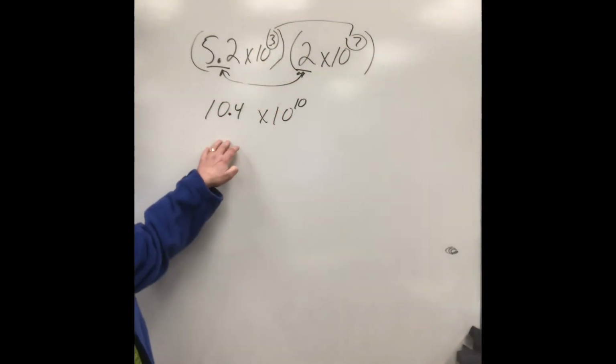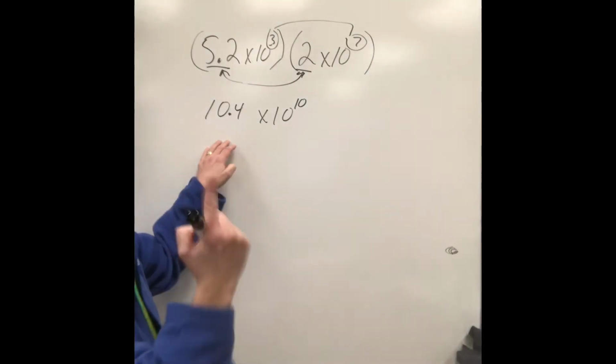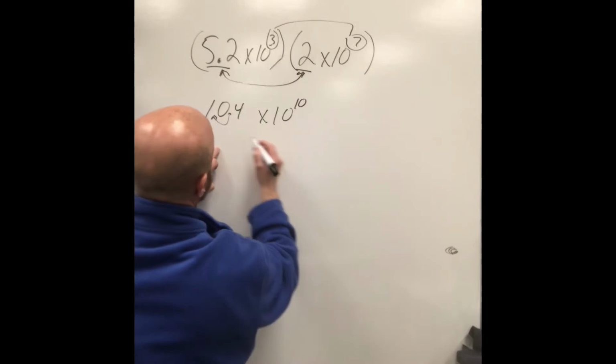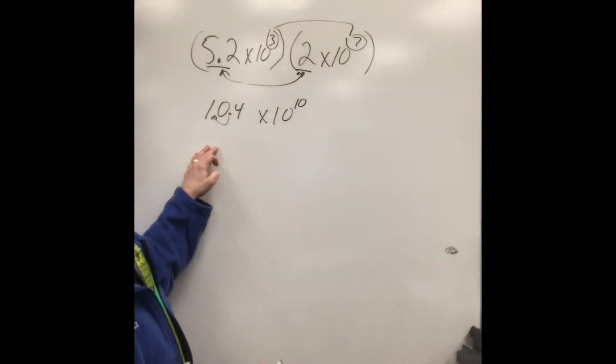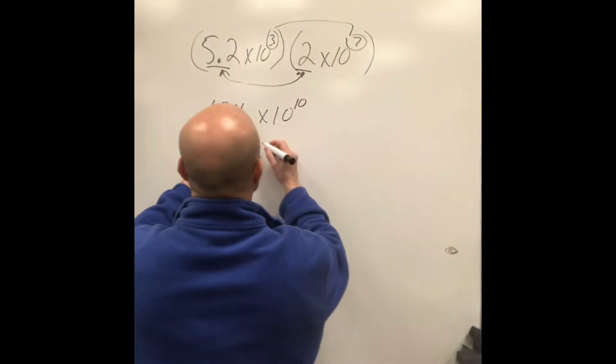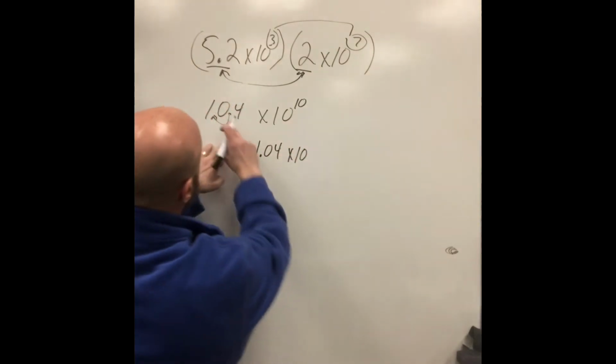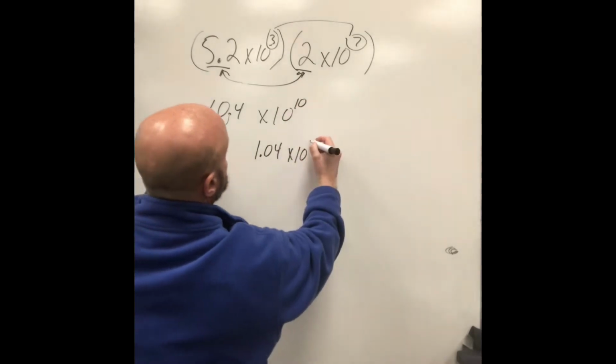So now this is not a correct scientific notation. Remember, I have to have one digit to the left of the decimal point. So that means this has to move this way one spot. You cannot change the decimal point without changing the exponent. So this ends up becoming 1.04 times 10. And since it moves to the left, the 10 increases by 1, 10 to the 11th.